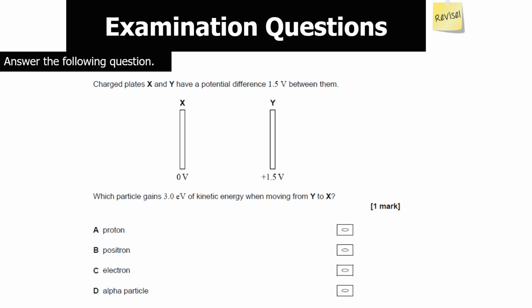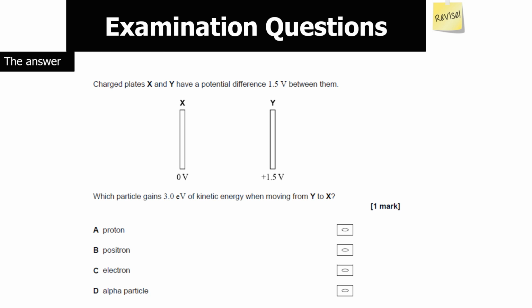The next question says, charge plates X and Y have a potential difference of 1.5 volts between them. Which particle gains 3 eV of kinetic energy when moving from Y to X? So pause the video now, then unpause the video when you want to go through your answer.